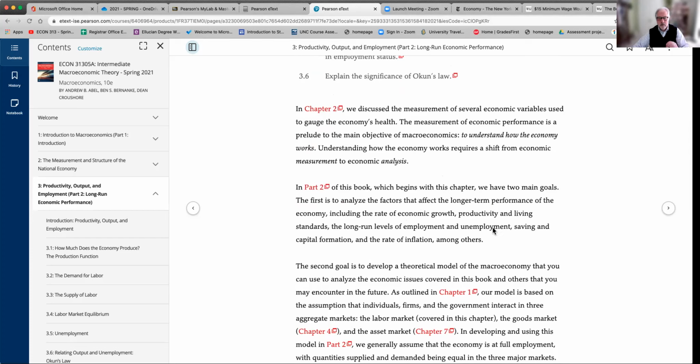One is to think about what are the factors that affect the long-run performance in the economy, not just over the next 6 months or the next year, but over the next 5 years, the next 10 years, et cetera. Those are the things that really determine long-run living standards over time.